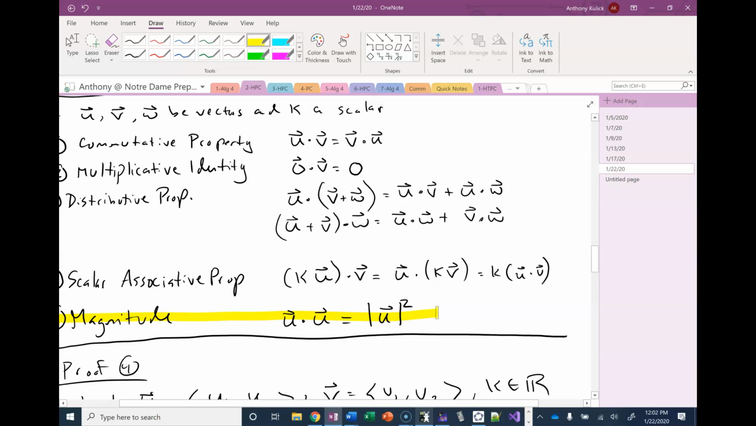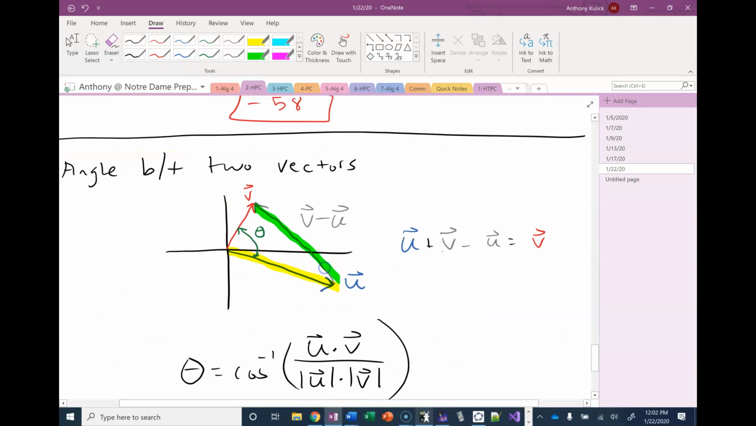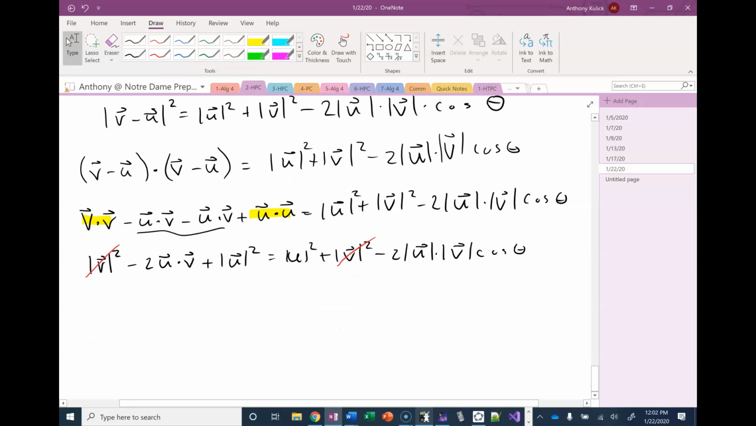In between the two that are highlighted, where you made it negative 2u times v, why is that? It's u times v and then u times v again. Two u times v's. Oh. And if I subtract the magnitude of u squared from both sides, those cancel. Everybody okay there?